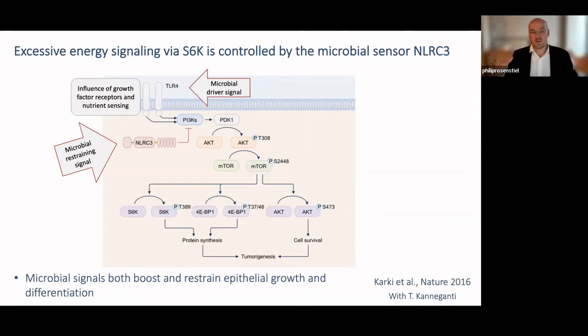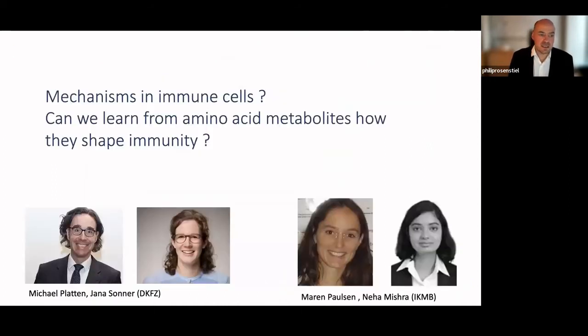And we made another observation. So basically there is strong local inflammation, but we made another by-chance observation here that adaptive immunity actually reacts very differently. And that's, again, a story we've done together with Michael Platten and Jana Sonner at the German Cancer Research Center. And the question was, can we basically use tryptophan and tryptophan metabolites to shape immunity in the gut, but also in other places?